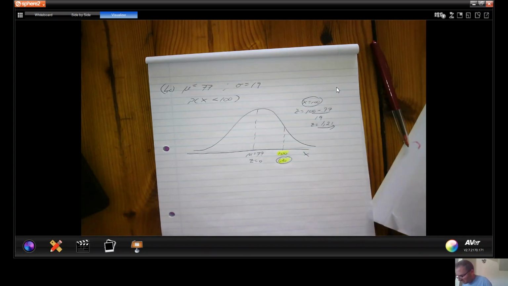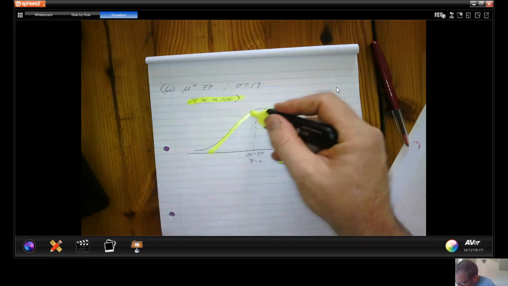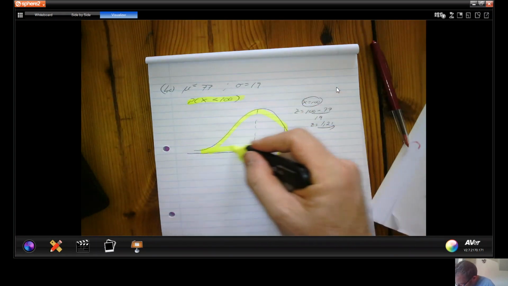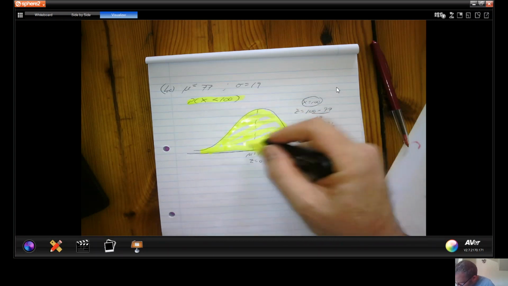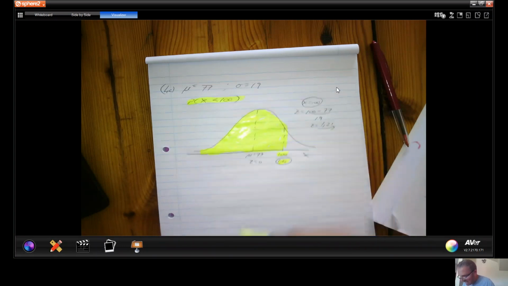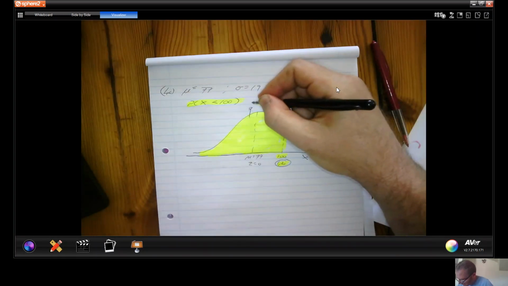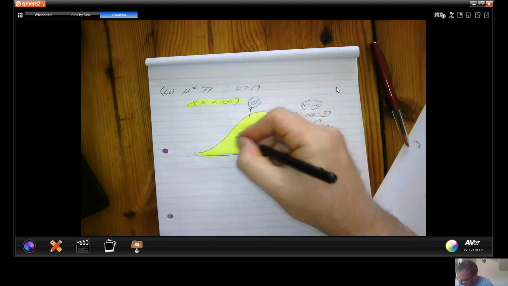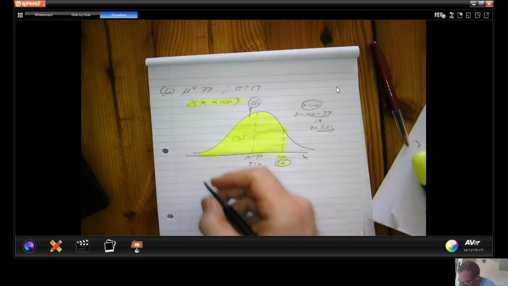Sorry, I didn't answer the question. The probability that X is less than 100 is this whole yellow region over here. Don't forget, you're going to have to add this area to the left, which is 0.5. That whole region has a probability of 0.5. So we'll work with the right. If I look up H of 1.21.